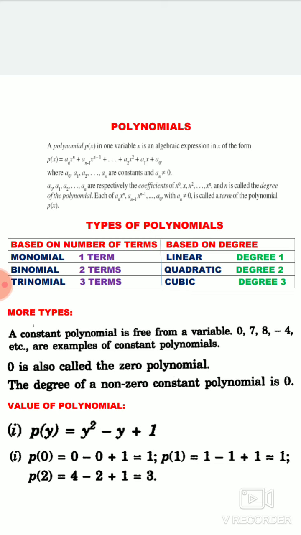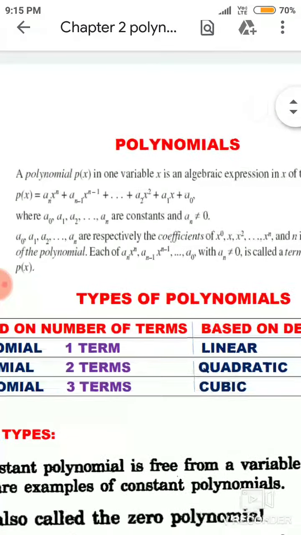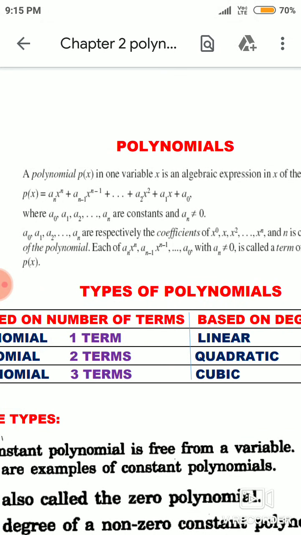Now about the main points of the topic. As the name of the chapter is polynomial, first of all we have to understand the meaning of the polynomial. Polynomial is what? As you can see, P(x) in one variable is an algebraic expression in x of the form p(x) = a_n x^n + a_(n-1) x^(n-1) + ... + a_1 x + a_0, where a_0, a_1, a_2, ..., a_n are constants and a_n is not equal to 0.